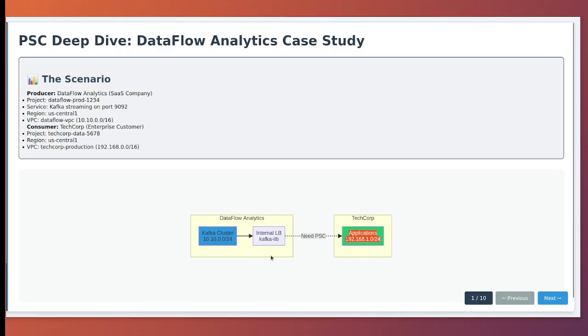What makes this scenario interesting is that both companies have strict security requirements. Dataflow can't expose their service to the internet, and TechCorp can't peer their VPC due to overlapping IPs with other partners. Private Service Connect is the perfect solution. Let's walk through every single step, command, and potential issue they'll encounter.